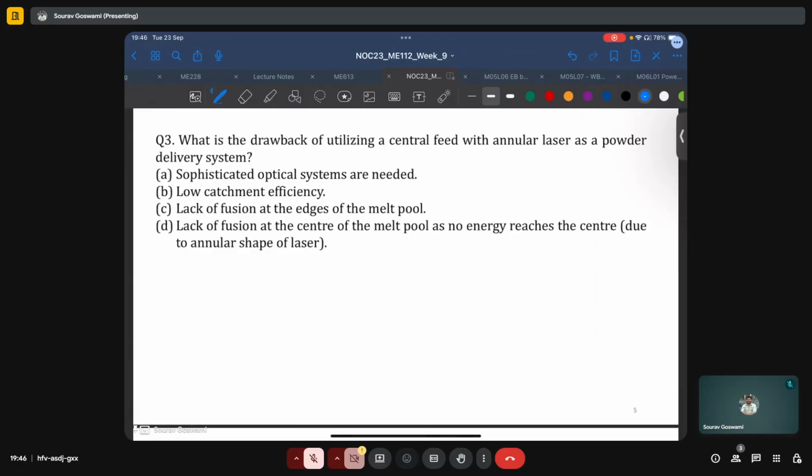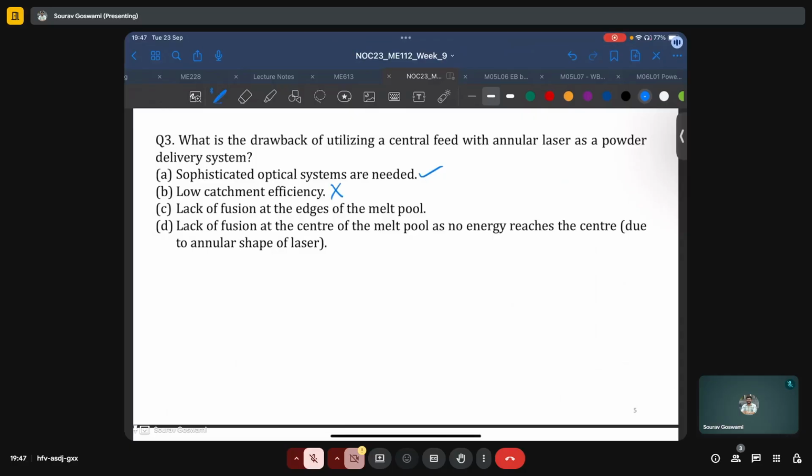What is the drawback of utilizing a central feed with annular laser as a powder delivery system? Is it the need of sophisticated optical systems? Is it low catchment efficiency? Is it lack of fusion at the edge of the melt pool? Or is it lack of fusion at the center of the melt pool? Sophisticated optical systems are of course needed, as we saw. The catchment efficiency is actually very high because the powder is being fed centrally. So option B is not correct.